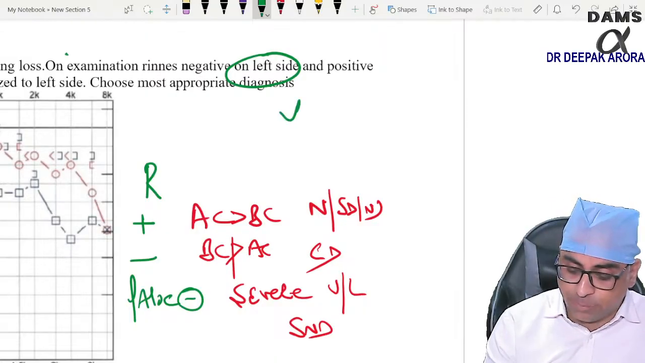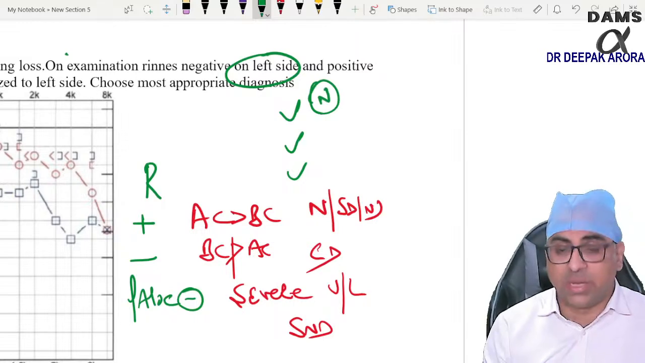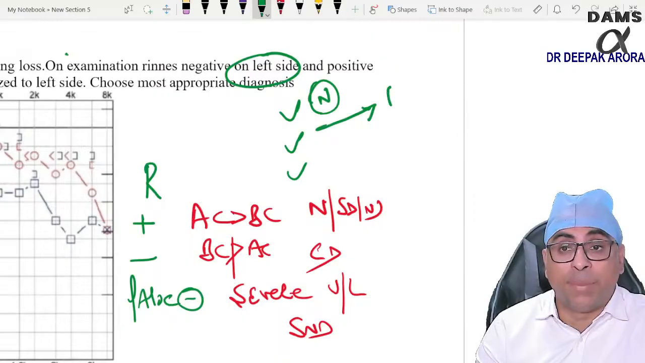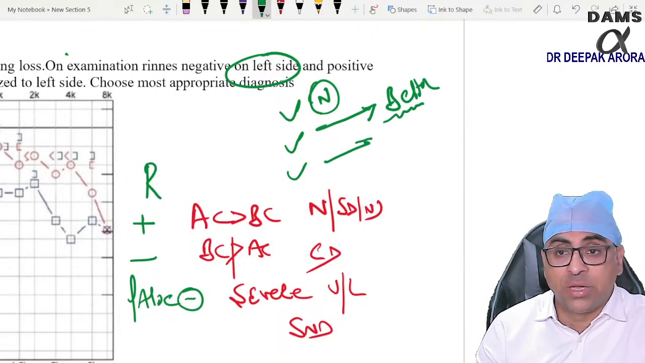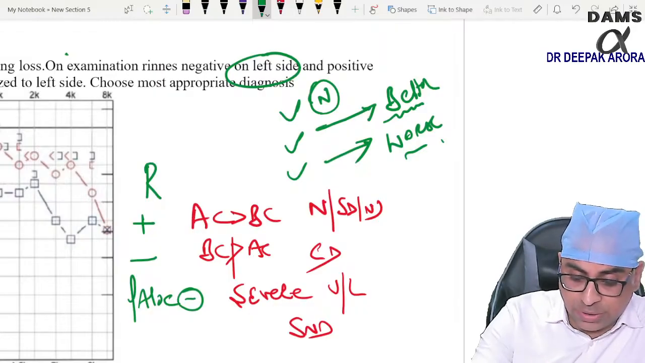Weber, 3 important MCQs on Weber. It is centralized in normal. In a normal human being, Weber is centralized. It is lateralized to the better ear in sensorineural deafness. It is lateralized to the diseased ear, the worse ear, in conductive deafness. It was simple. Point clear.